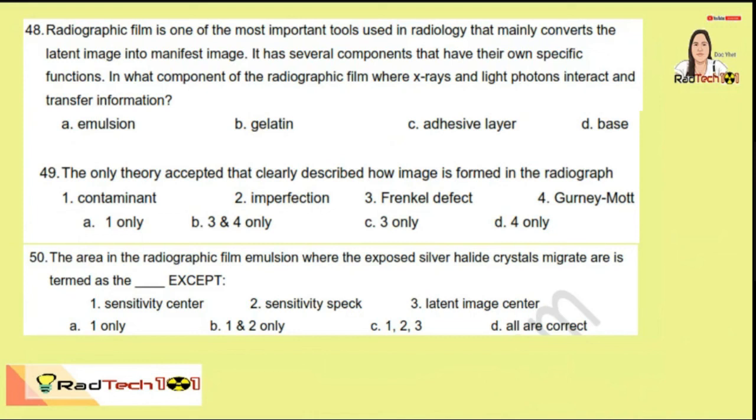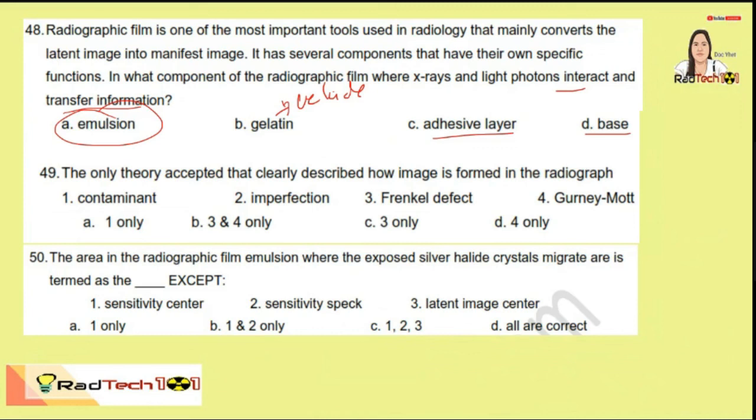Next, 48, a radiographic film is one of the most important tools used in radiology that mainly converts latent into manifest image. It has several components that have their own specific functions. In what component of the film where x-rays and light photons interact and transfer information? So transfer information, nag-interact sa emulsion. Gelatin, yung keyword nyo dito is vehicle, serve as the transport or vehicle for the silver halide crystals. Adhesive layer, so syempre para mag-ensure na naka-attach firmly yung ating emulsion sa base. Yung base natin is the support structure.